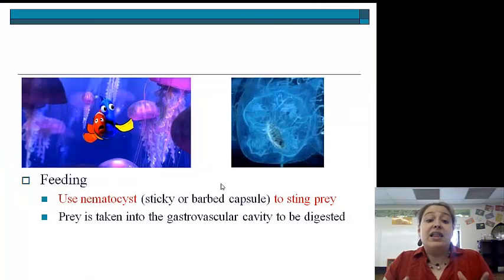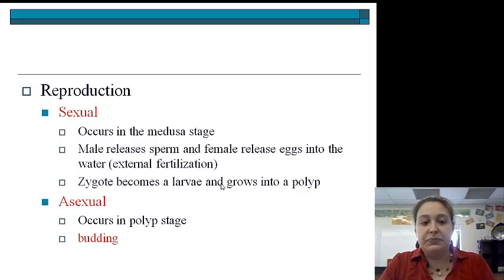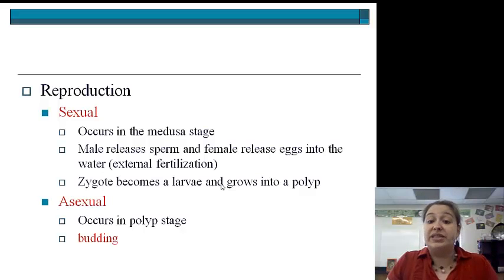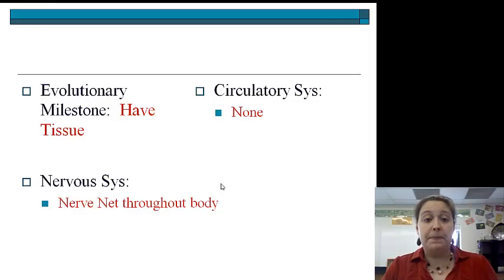So, feeding. They use sticky barbed-like capsules to sting their prey. Those are called nematocysts. And then they actually capture their prey, take them into their stomach, and then digest them. They can do sexual reproduction during the medusa stage, where we have the sperm and eggs, and they combine externally to create a zygote, which then grows into a polyp, or asexually in its polyp stage via budding.